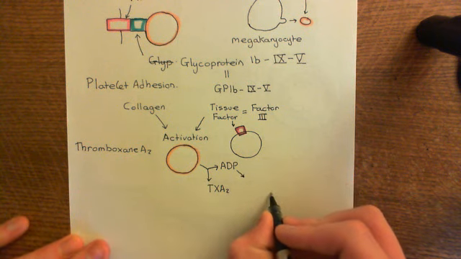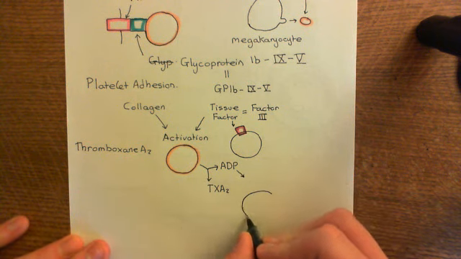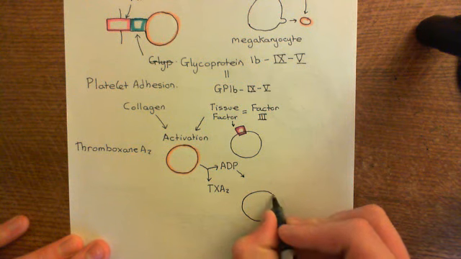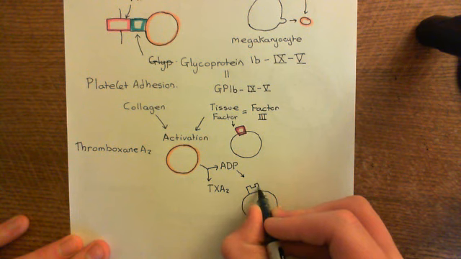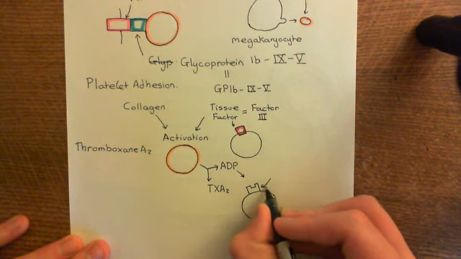On the surface of platelets, so here is another platelet, you have a receptor for ADP. Okay, so we'll draw this here. So this is an ADP receptor here.